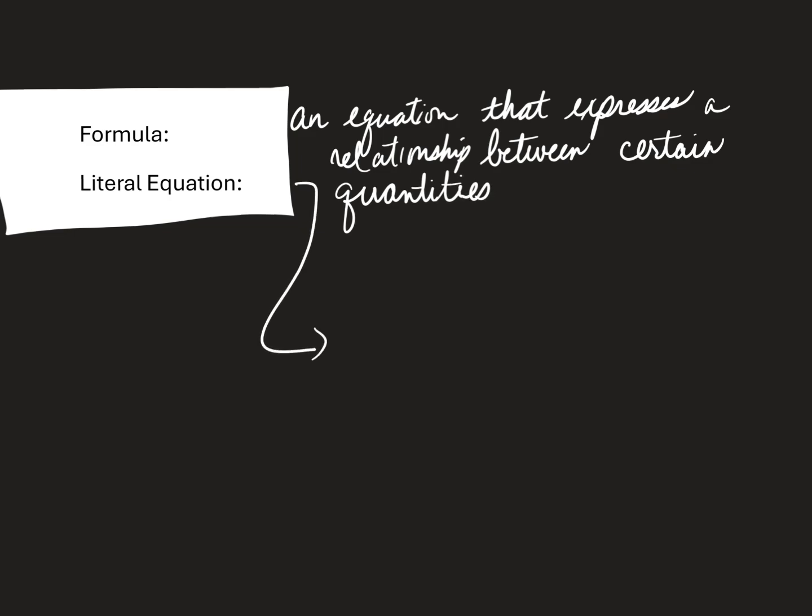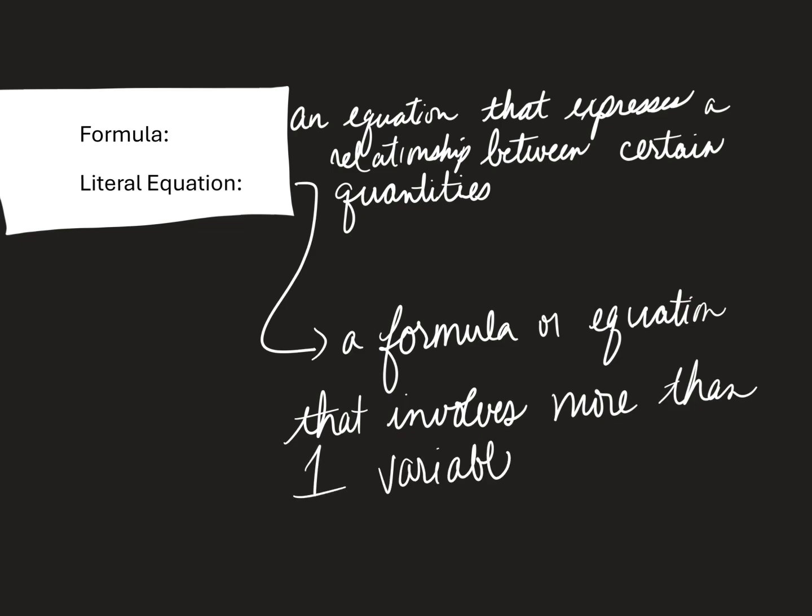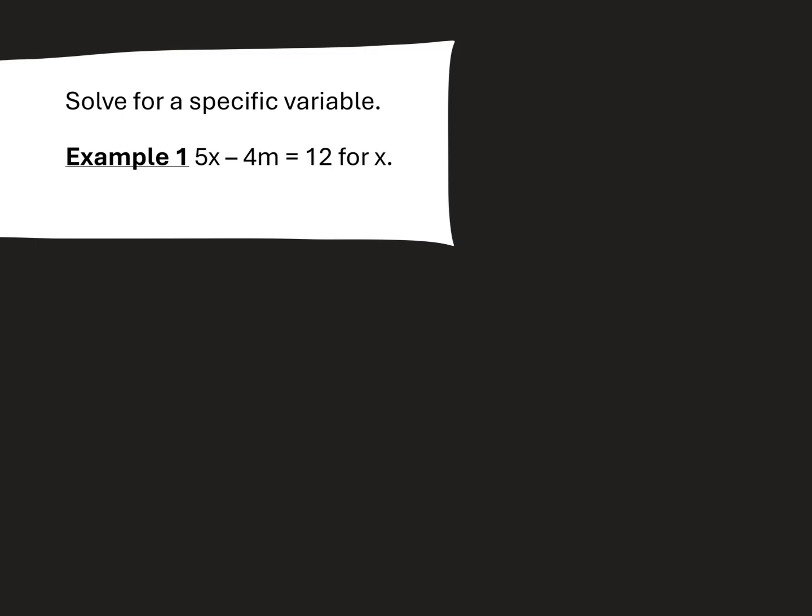A literal equation is a formula or equation. So a literal equation is another word for a formula that involves more than one variable. So we're going to solve for a specific variable. In this first example, we're going to solve for x.